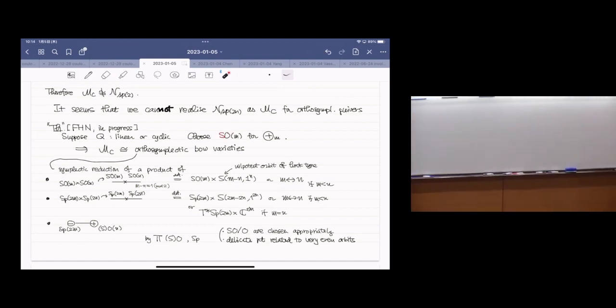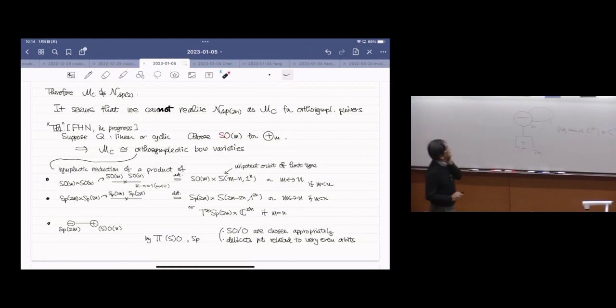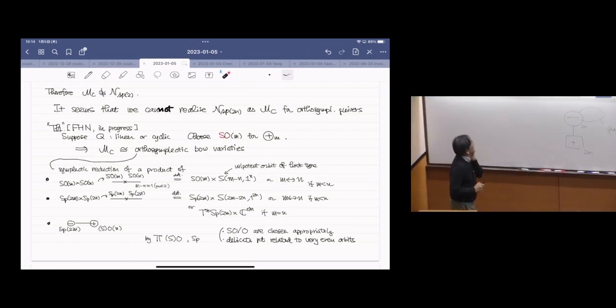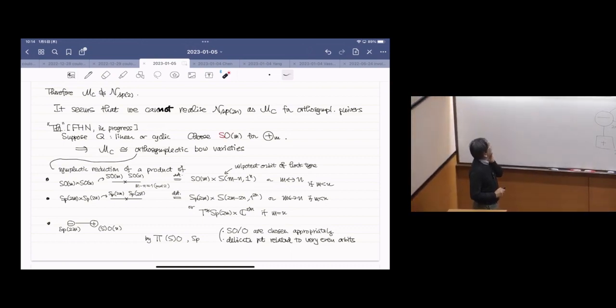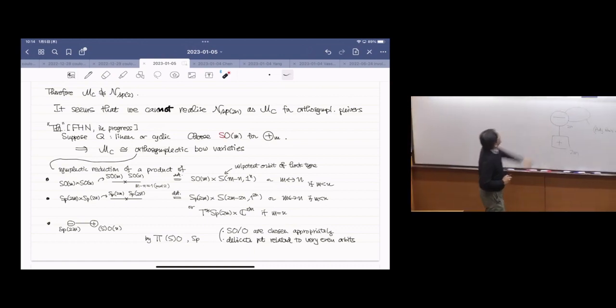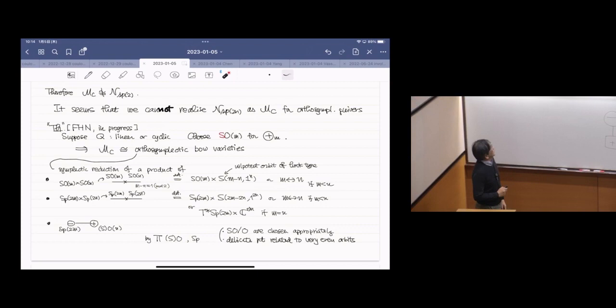And for Sp, we have 2m and n, very similar. So we have again a Hook partition. In this case it is allowed that m is equal to n, and in that case, instead of this, we consider the cotangent bundle of Sp2m times the vector representation. And we also have the bifundamental, like this. So the definition is the same as before.